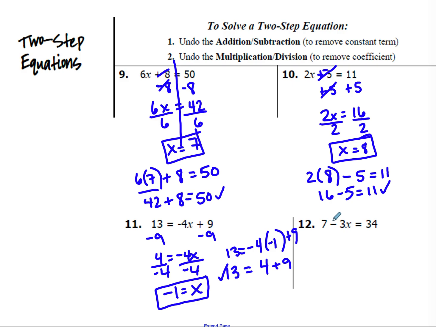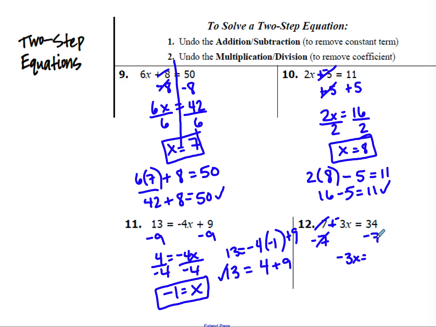And then number 12, 7 minus 3x equals 34. Now you don't want to say this is a minus sign, so I'm going to add, because this 7 is a positive. If you want to change that so it's an addition, you can. That minus sign goes with the 3x term. This is a positive 7. We cancel out the positive 7 by subtracting 7. 7 minus 7 is 0, so I'm left with negative 3x.